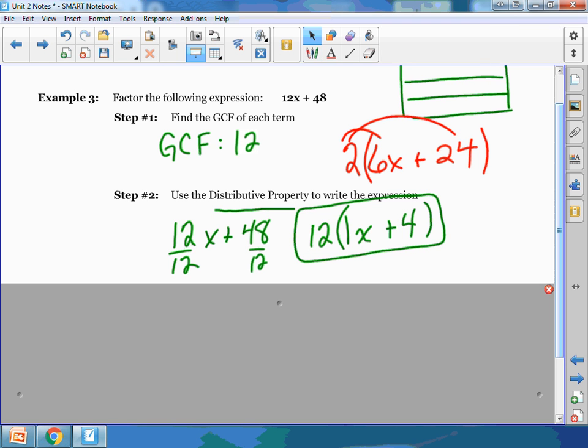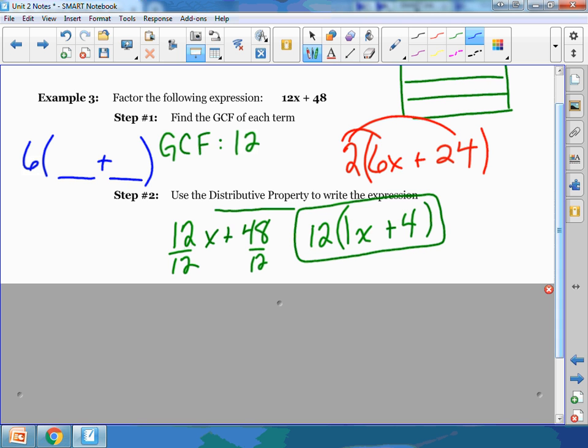All right? Let's look at a different one. What's another common factor? We've got 12, we've got 2. Frankie? We've got 6. So if I factor out a 6, what would be 6 groups of what? What do I need to put in here so that when I distribute it back, it gives me the 12x plus 48 expression? Jack? 2x, because 6 times 2x is 12x. 6 times 8 is 48.